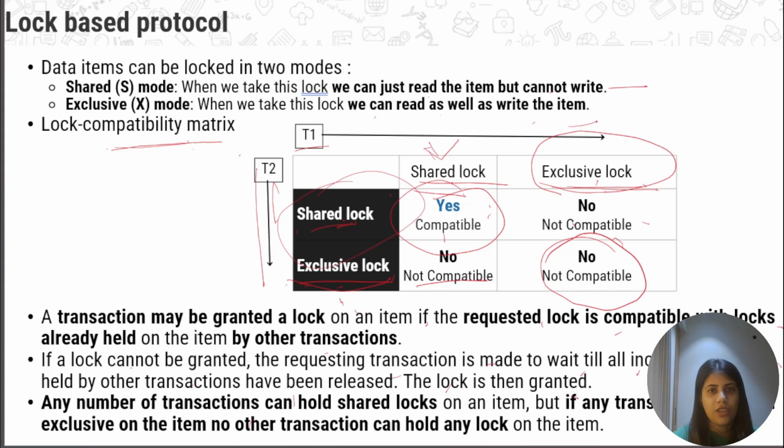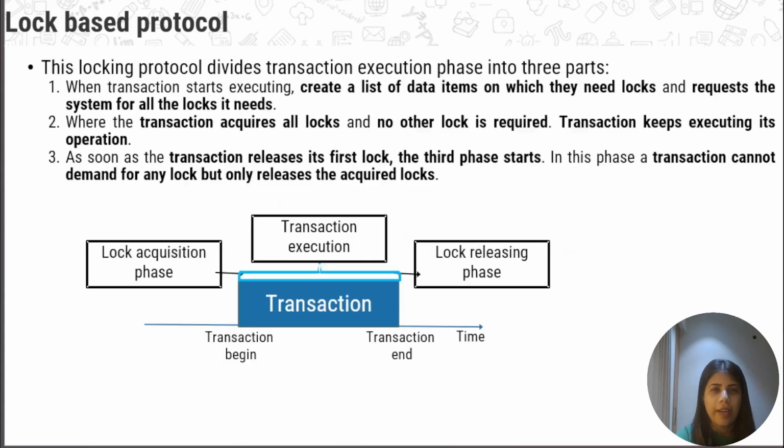Any number of transactions can hold shared locks on an item, but if any transaction holds an exclusive lock on the item, no other transaction can hold any lock on that item. If an exclusive lock is applied, that is the final lock, no other lock can be put on top of it, and on a shared lock you can still put an exclusive lock. So I hope you're getting this.